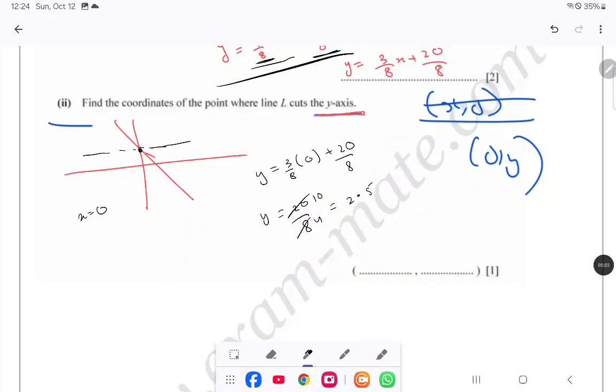So now the x and y values: because it is a y-intercept, x will become 0 and y we just calculated 2.5, or we can solve it further, 5 over 2. This is our equation and this is our point x and y.